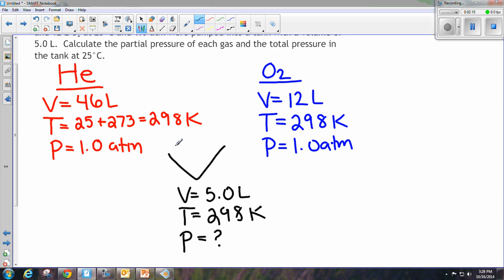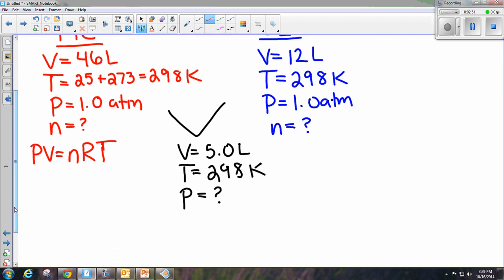So in order to do that, we need to find the moles inside the tank at the end. So we need to figure out how many moles of helium do we have? And then how many moles of oxygen do we have? And we're going to do both of these the exact same way, and that's by using the ideal gas law. So we know PV equals nRT, and we have enough information to find the moles. We know the pressure, we know the volume, we know R, the gas constant, and we know T.